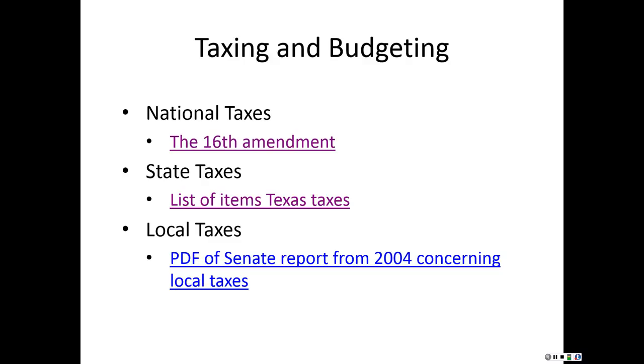Then finally, we have special districts, and these can also impose taxes. These are considered local taxes. These special districts would be school districts, mass transit, MUDs, municipal utility districts. These are all local forms of government, for lack of a better word, or local agencies that have the authority to tax us.